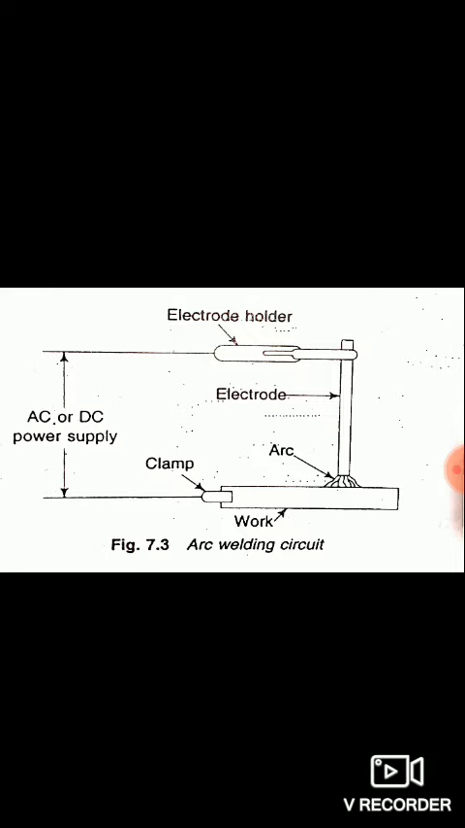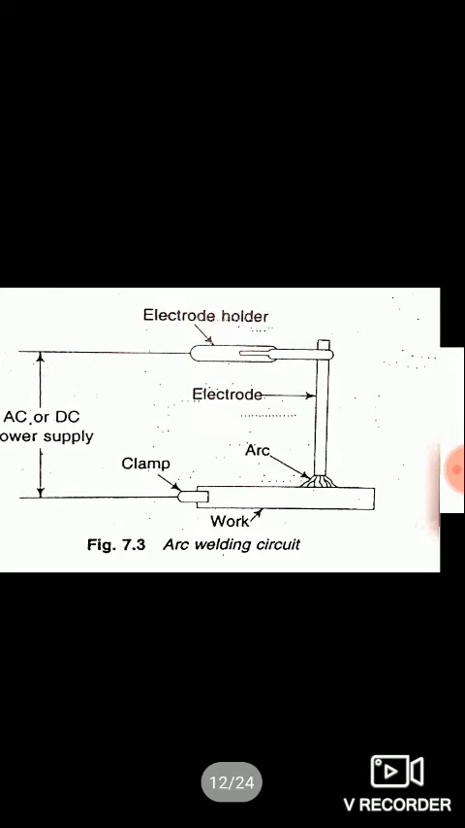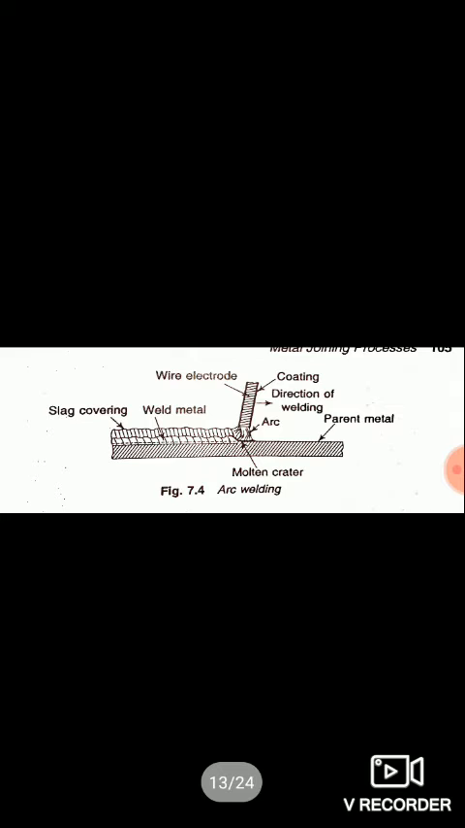Once the arc has been initiated, the electrode is moved along the length for completing the welding process. When the electrode is moved along the workpiece, the weld metal will form.